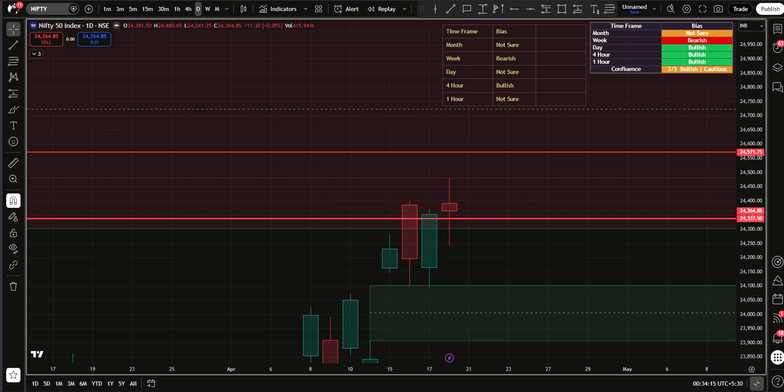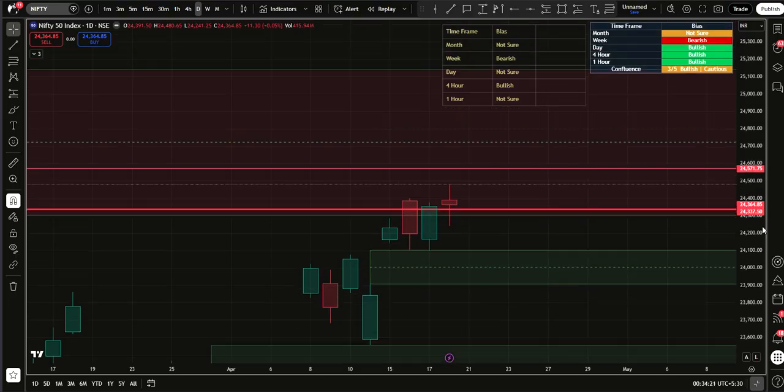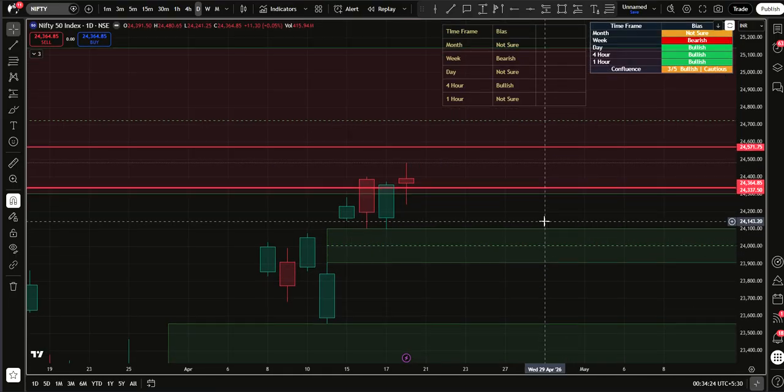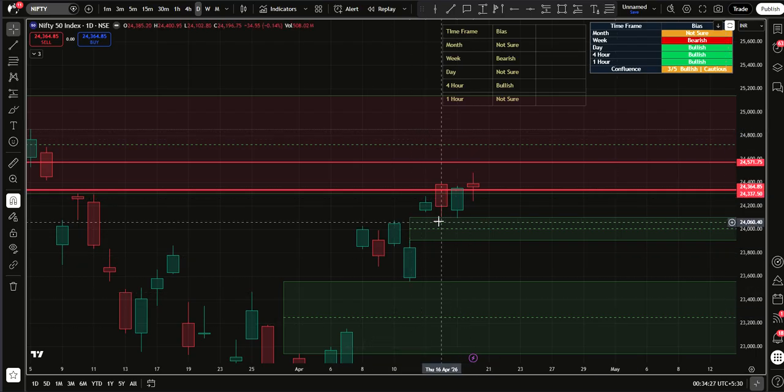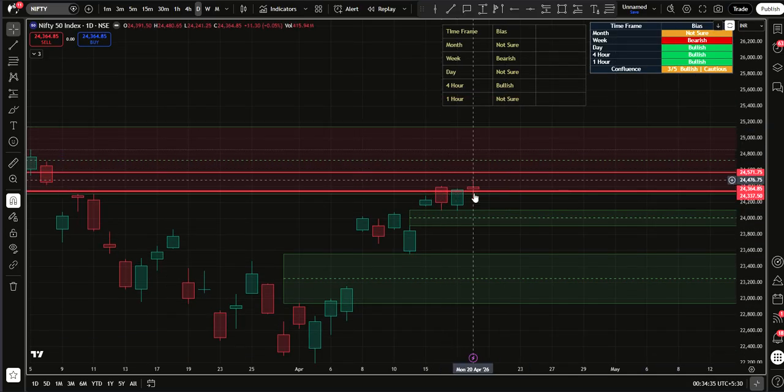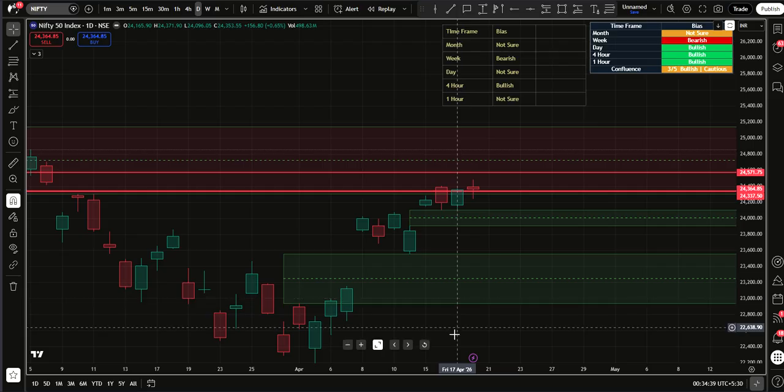Hi friends, welcome to this pre-market analysis of Nifty, where on a chart we try to make informed guesses of where buyers and sellers are. So these are the fair value gaps and lines that we had drawn. Every red line is a resistance and every green line is a support.